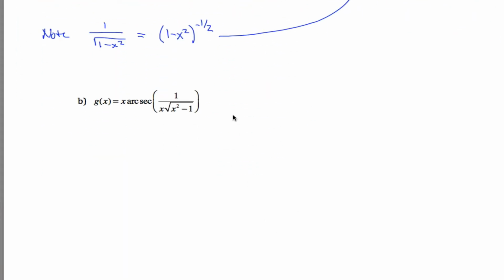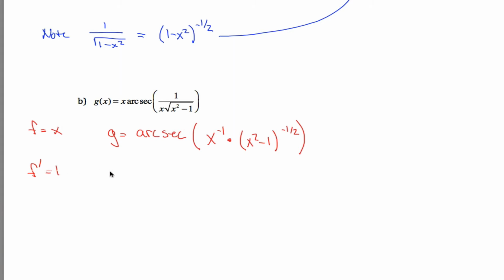All right, down here, I actually have product rule going on. The f in my product rule is just an x, and the g is arc secant of, what's the easiest way to write this? I'm going to say it's arc secant of x to the negative 1 power times x squared minus 1 to the negative 1/2 power. This thing inside the parentheses here can be rewritten like this. I think this will make it a little bit easier. You can do it different ways. F prime, that's easy. It's just 1. G prime, not so easy.